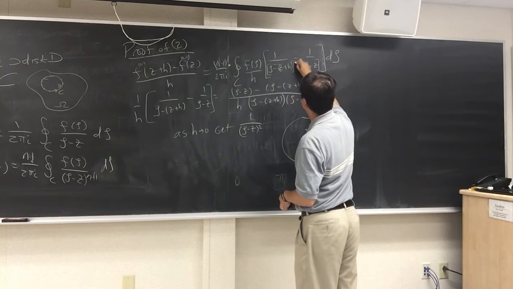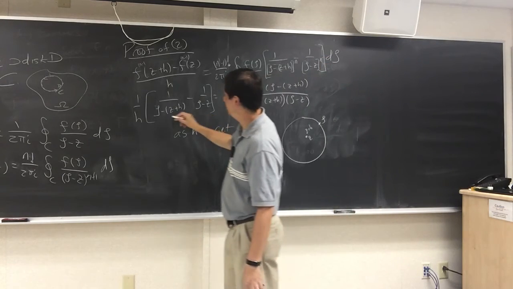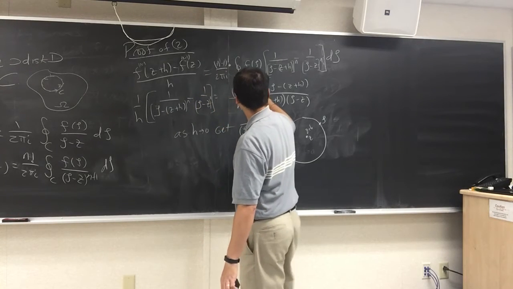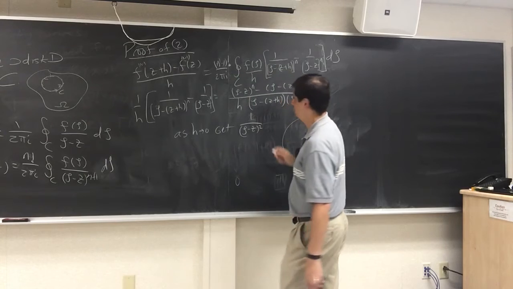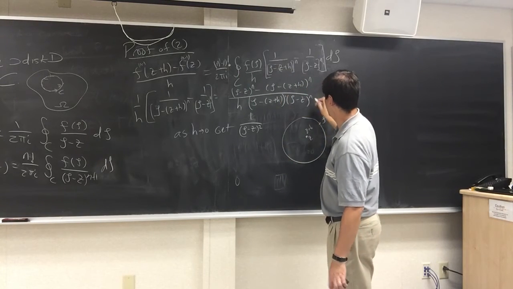And then over here, this should be an n, and that should be an n. So this should be to the nth power, and all of these should be to the nth power.